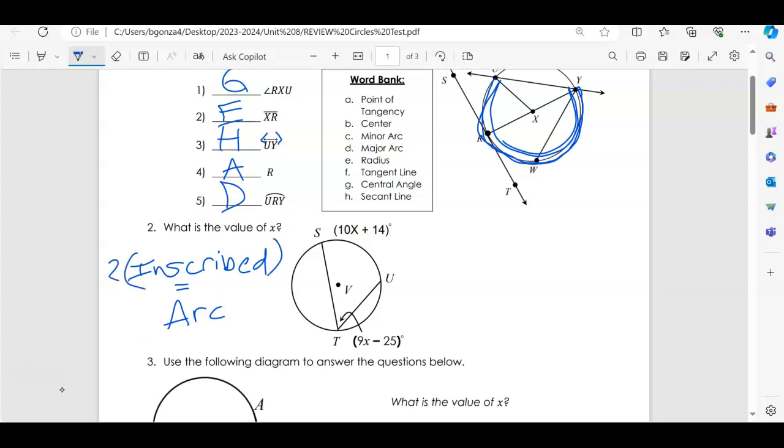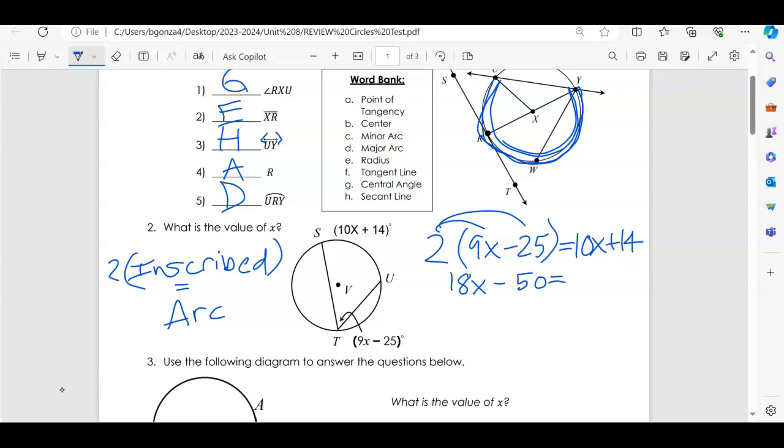So that's what we're going to do. 2 times 9x minus 25 equals 10x plus 14. And then we're going to take that 2 in front of the inscribed angle and distribute. So 2 times 9 is 18x. 2 times negative 25 is negative 50. Bring down equals 10x plus 14.